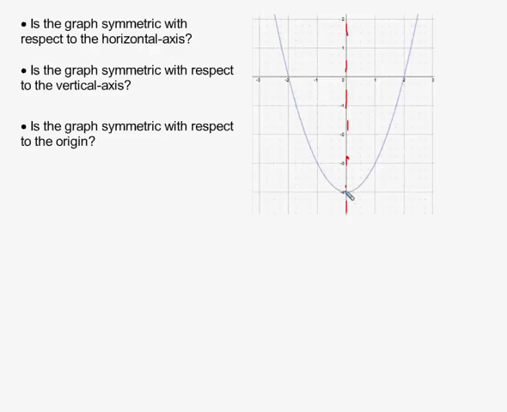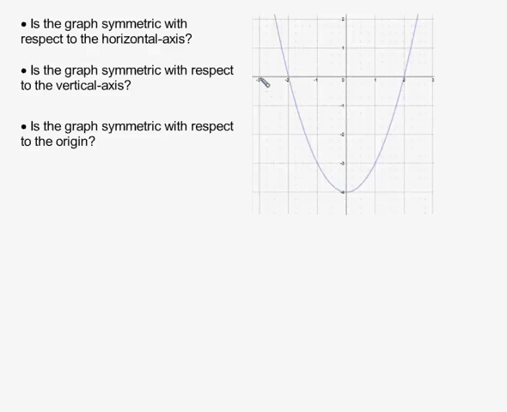The left side of the parabola, or the ink that you use to draw the left side of the parabola, if you fold a piece of paper about the vertical line here, it would fold over here and just smudge on top of the right side of the parabola. So when you reflect about the vertical axis, the picture does not change. So this graph is symmetrical about the vertical axis. It is not, however, symmetrical with respect to the horizontal axis.